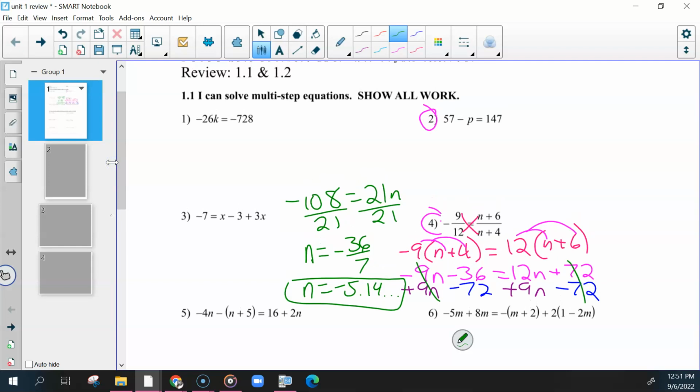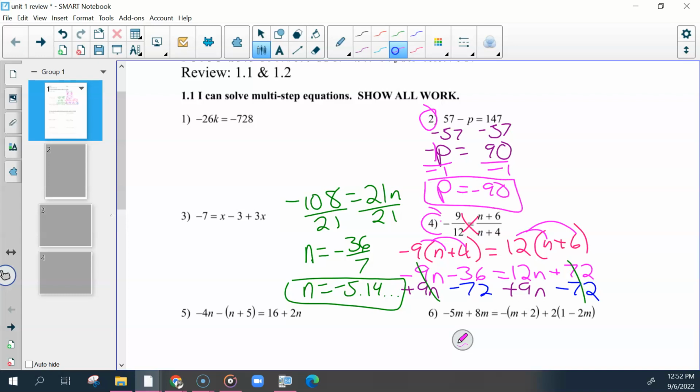We're going to go back and do 2. I'm going to show you 2 different ways to do this just because you may like one way better than the other. One, if we're trying to get p by itself, we could get rid of 57. So this would give us a positive 90. This negative p, there's really a 1 right there. So I would need to divide both sides by negative 1. So that p becomes negative 90.